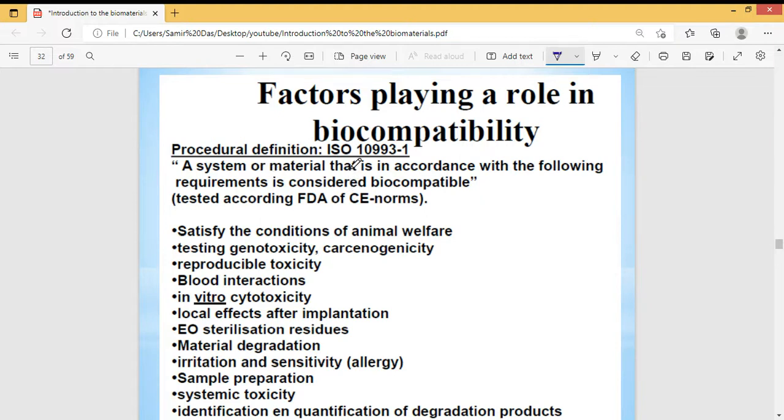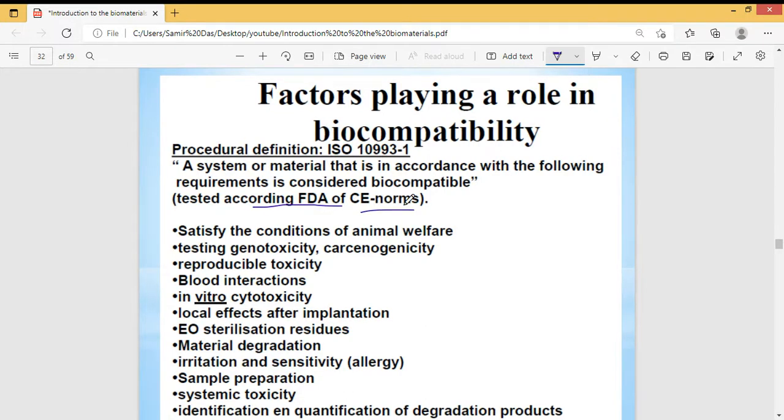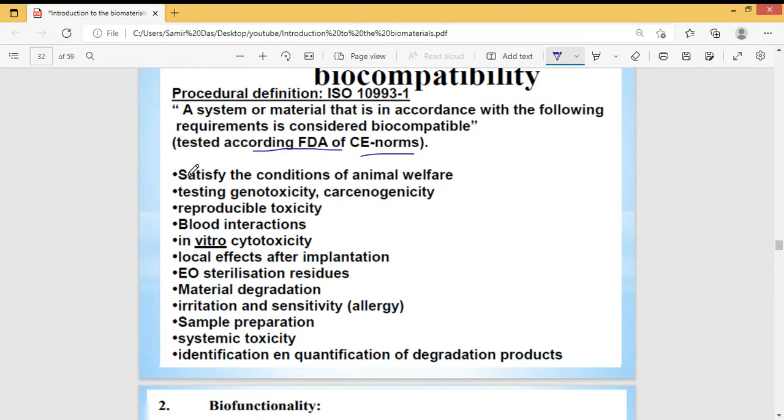So how does ISO 10993-1 define biocompatibility? A system or material that is in accordance with the following requirements is considered biocompatible. So this is tested according to the FDA and CE norms. This is the latest and important definition of biocompatibility. So what are the requirements? First is safety, and the condition of animal welfare. Those are very important, okay?